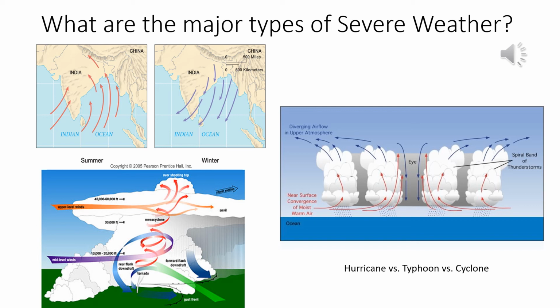It's important to differentiate between a hurricane, a typhoon, and a cyclone. They all are basically the same pattern, but they differ in where they're found. Hurricanes are found in the Atlantic Ocean, typhoons are found in the Pacific, and cyclones are any of those patterns that are found in the southern hemisphere because they rotate in the opposite direction of northern hemisphere storm patterns.